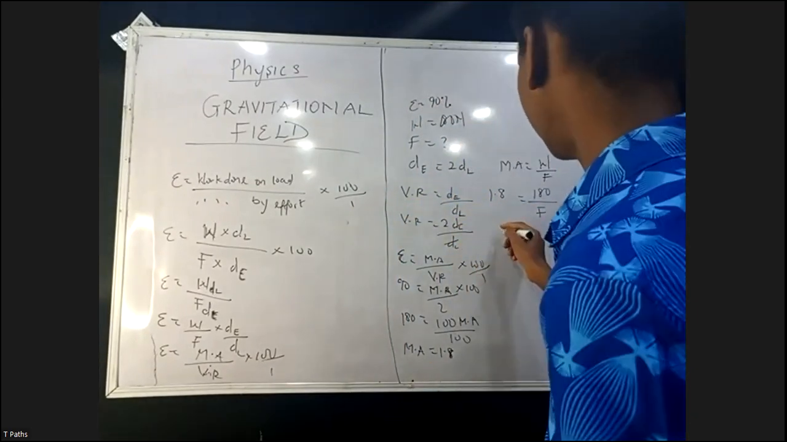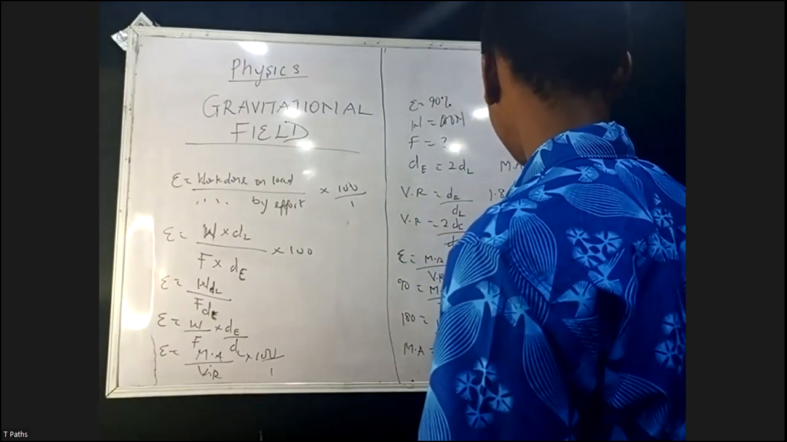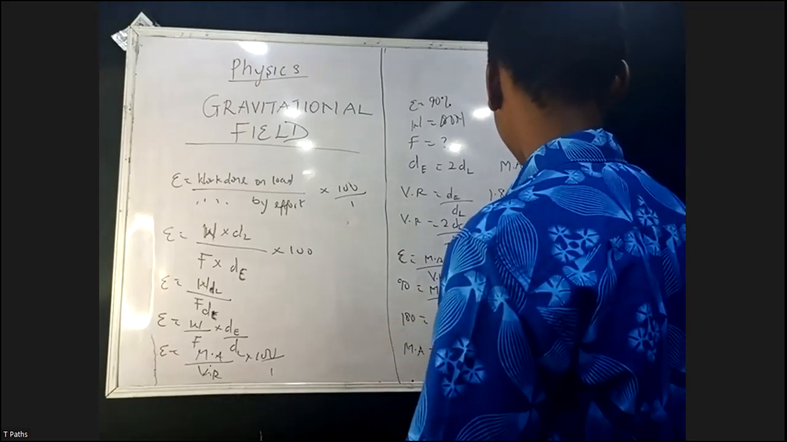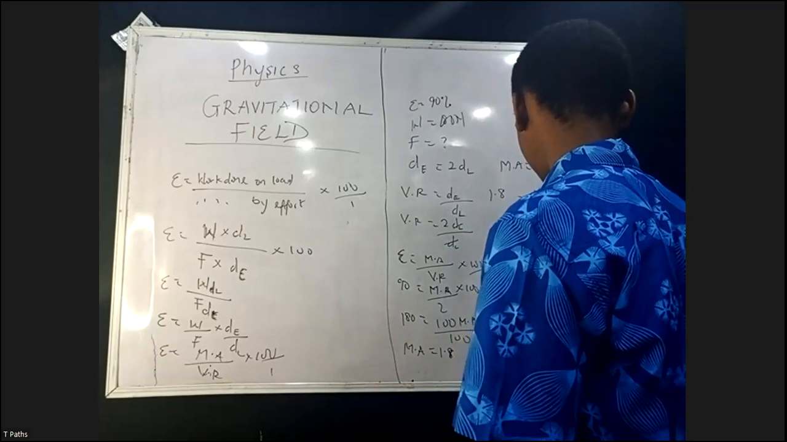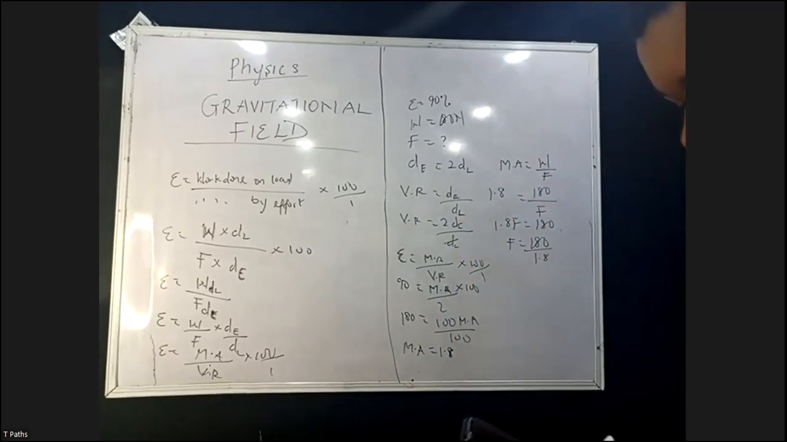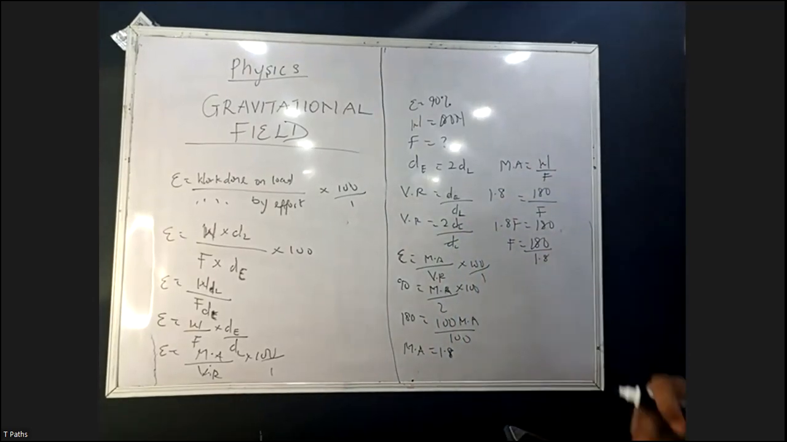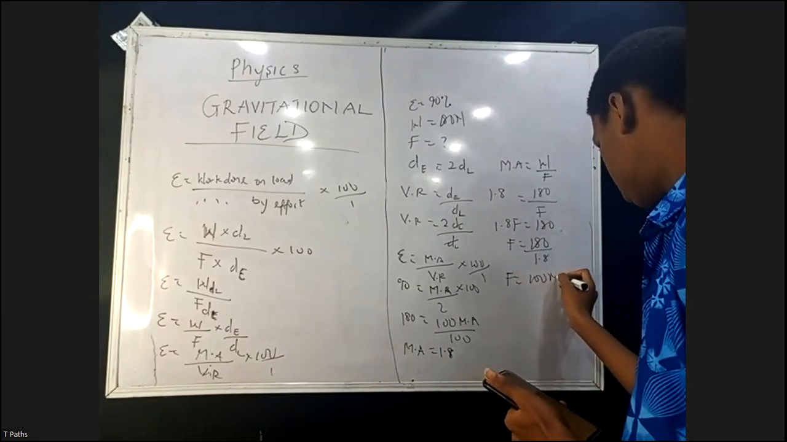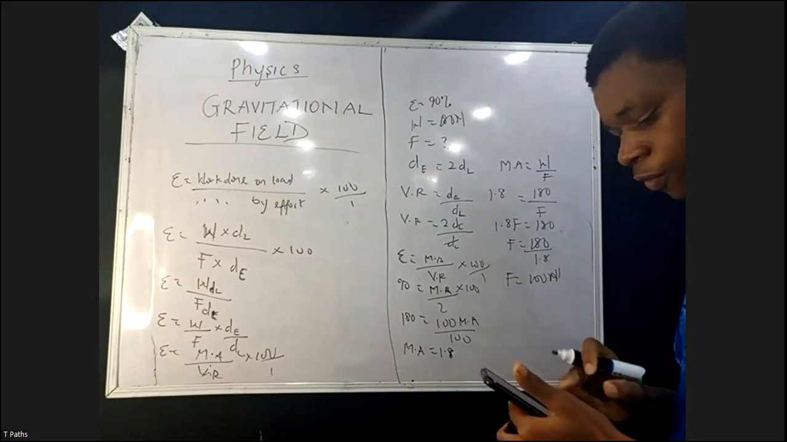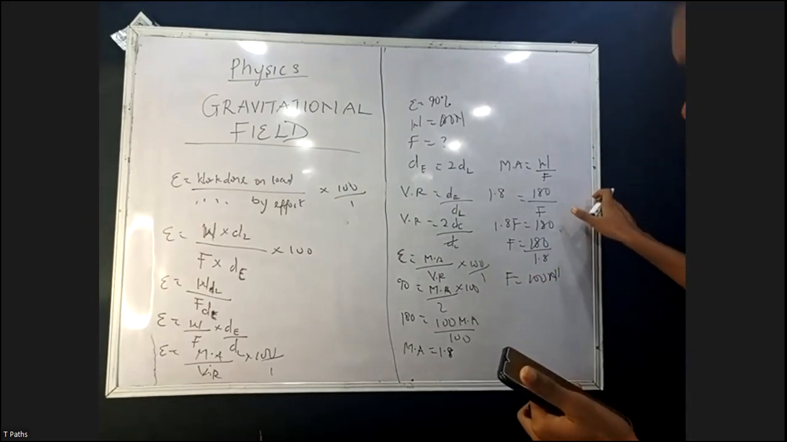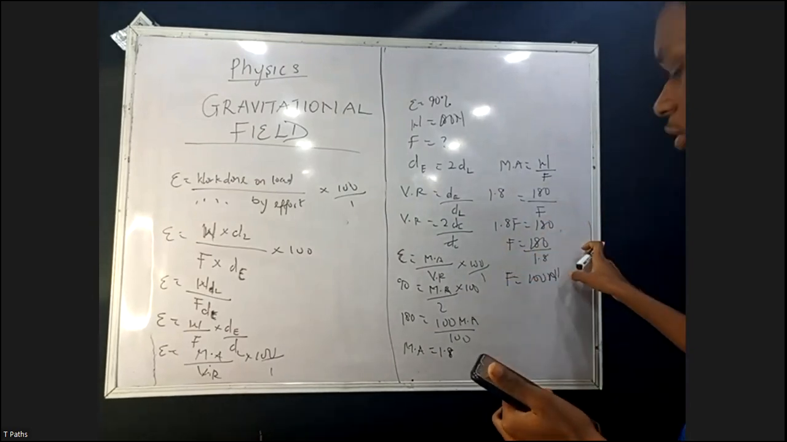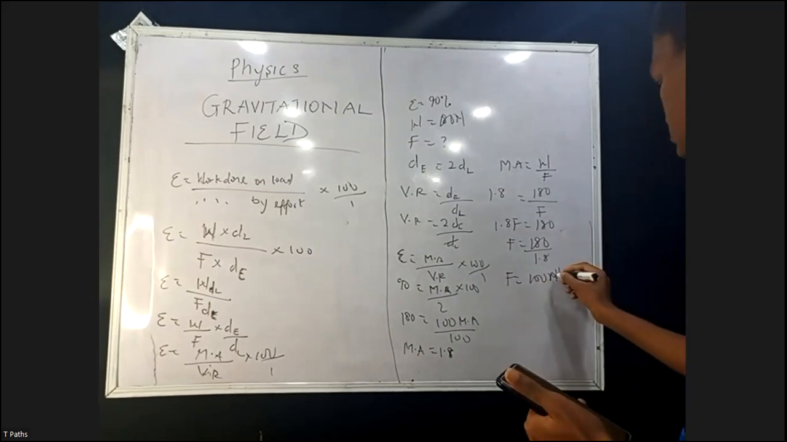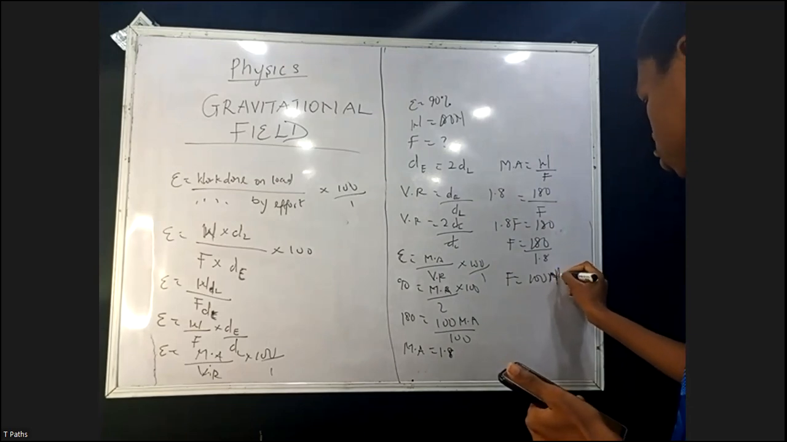So if I cross multiply, I'll have 1.8 F is equal to 180. And here I'm going to divide through by 1.8, right? So I'll have F is equal to 180 divided by 1.8. If I divide 180 by 1.8, I'm going to get 100. So my F is equal to 100 Newton, which means the effort taken to move a load of 180 Newton by a machine of 90% efficiency is 100 Newton. So my effort is going to be 100 Newton, which is option A.